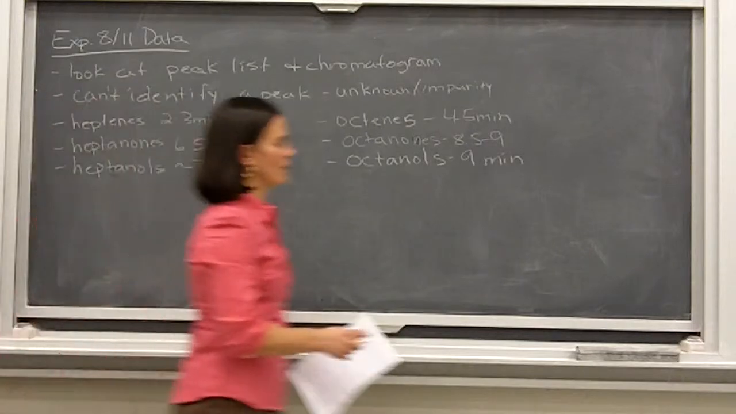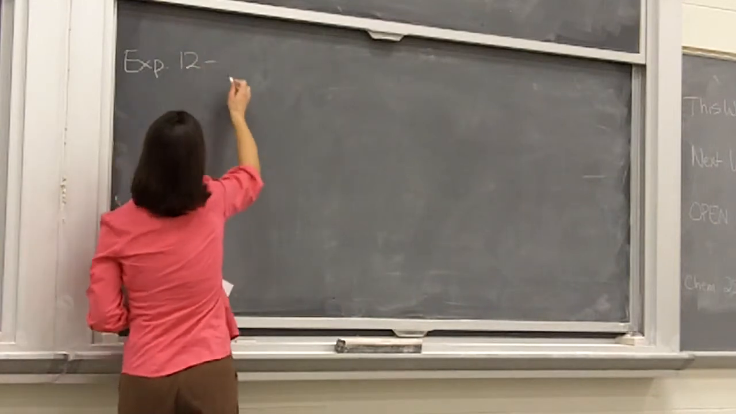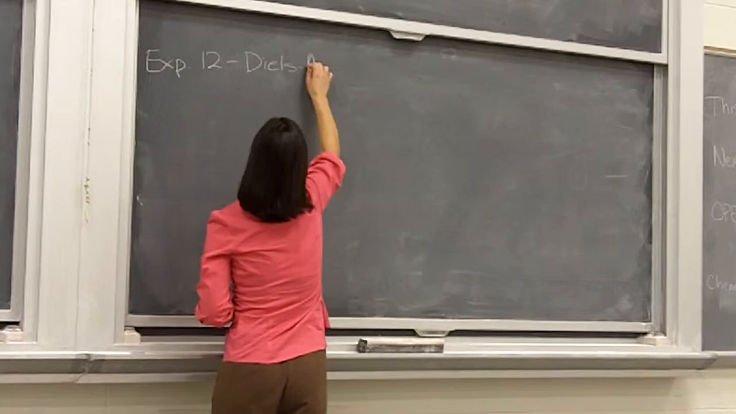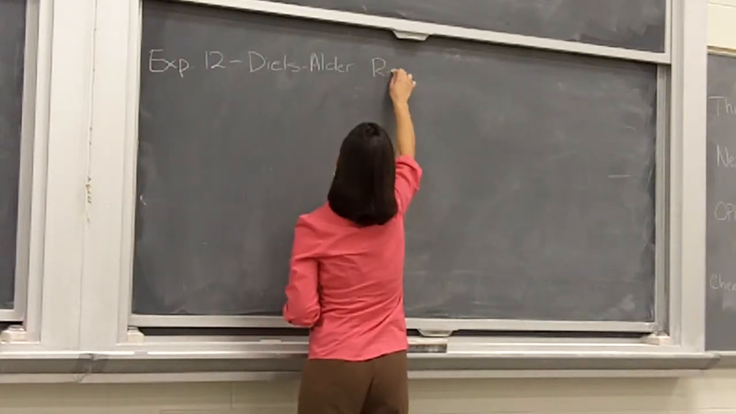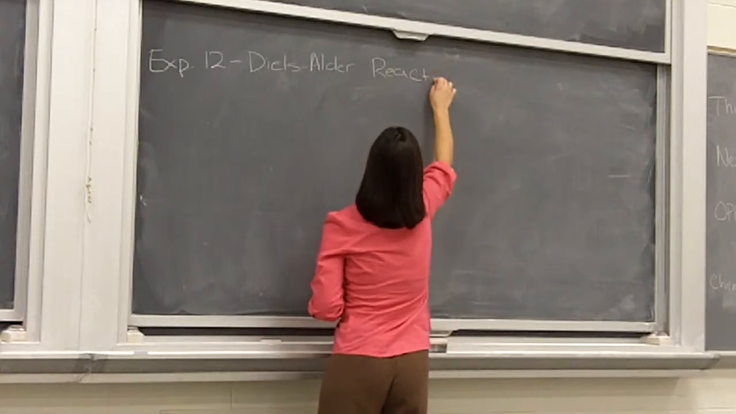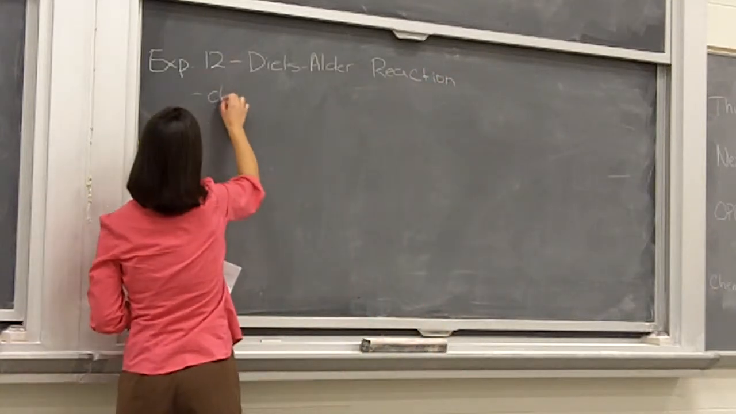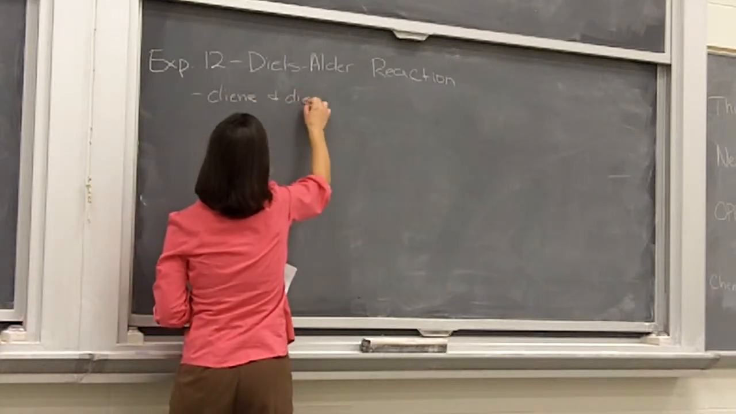Okay. Here we go. Experiment 12 now. Experiment 12, Diels-Alder. Diels and Alder came up with a really valuable reaction, hence they got their name on it. And it's a reaction of a diene and a dienophile.